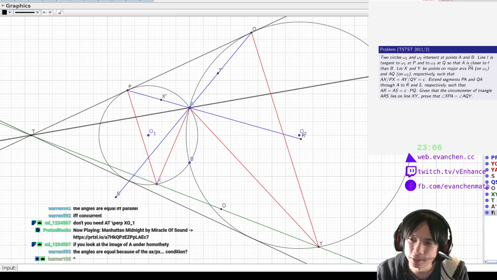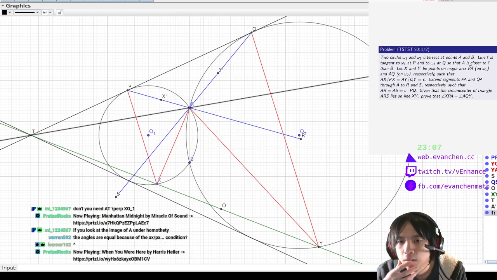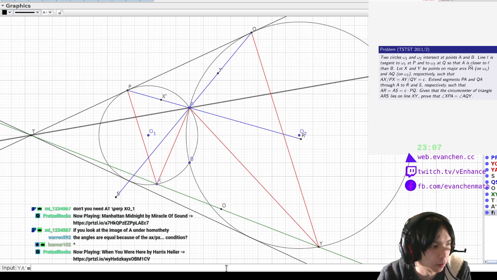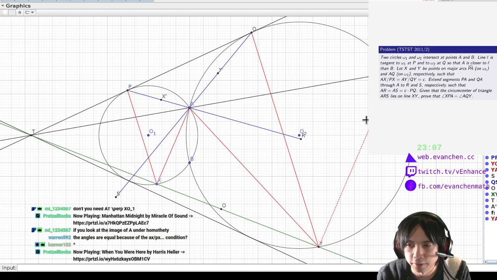Genius. Okay, so this homothety thing tells me when I do this, if X and Y were images, I would then say this is equal to this, but then this is equal to that. Same ratio. Yeah, XP maps to QY, and then YA prime is like a copy of this.